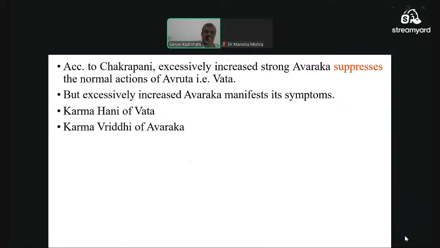Now, according to Chakrapani, the excessively increased strong avaraka suppresses the normal action of the avrita vata, that is Vata. Now, this excessively increased strong avaraka manifests its symptoms first. And there should be karma hani of vayu because it is covered. It has been tied. So that will be karma hani, whereas there will be karma vriddhi of the avaraka.